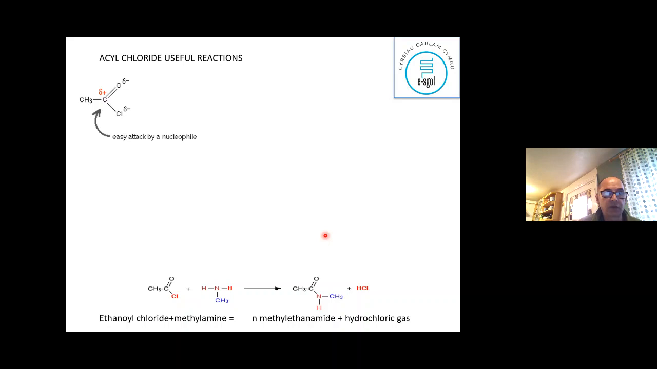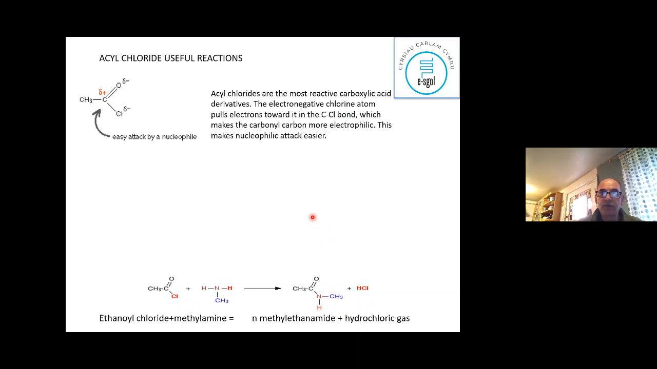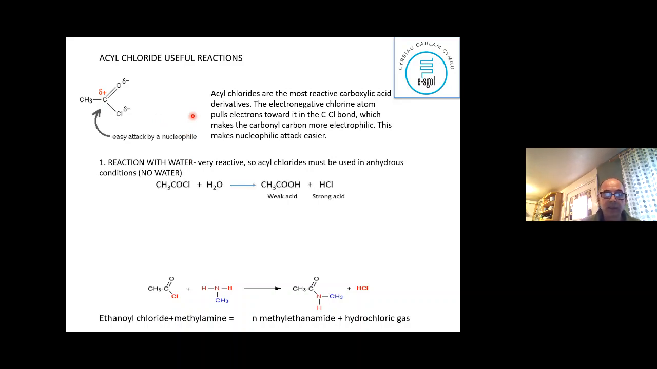Acyl chlorides are the most reactive carboxylic acid derivative. You've got two electronegative atoms attached to the carbon, so it's easily attacked by a nucleophile, which makes the carbon more electrophilic. This makes nucleophilic attack a lot easier. Reaction with water, very reactive. Ethanoyl chloride reacts with water and produces a weak acid and a strong acid, and in fact the HCl can come off as fumes, turning blue litmus paper red.